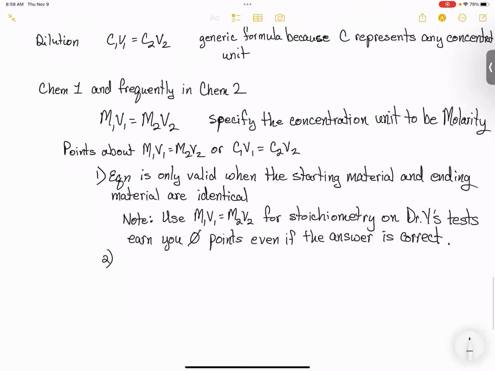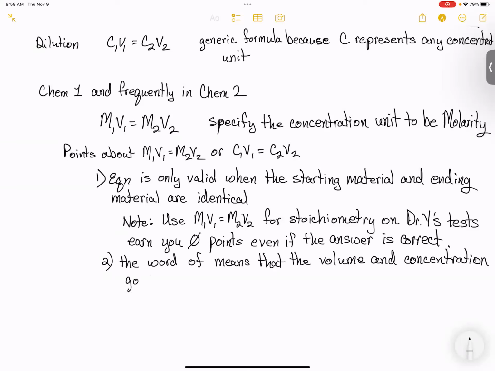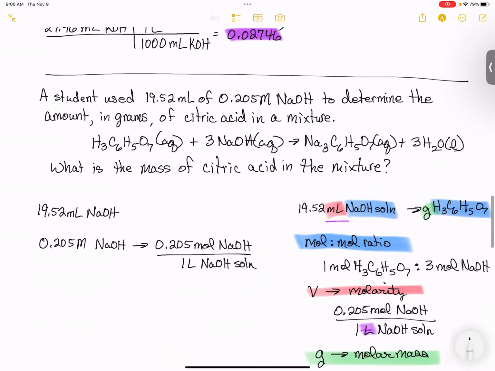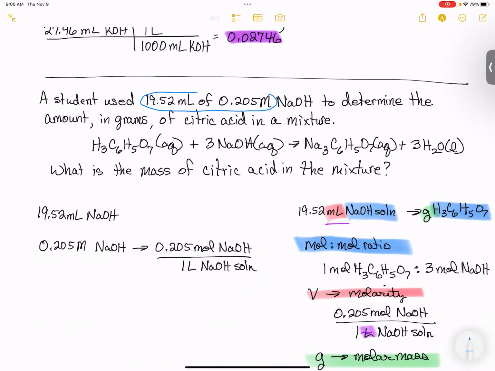Okay, point number two. The word "of" means that that volume and concentration go together. Back up here when I used 1952 of to 0.205, the "of" told me those things were together. They were the same substance.